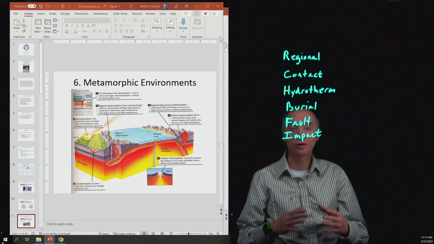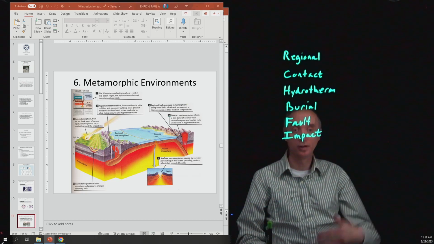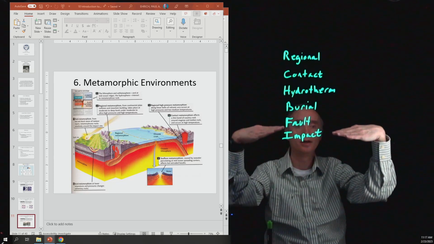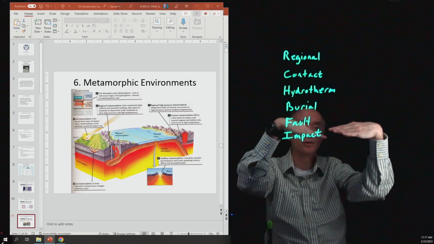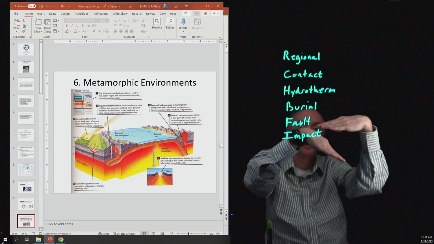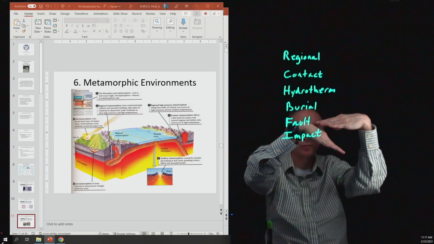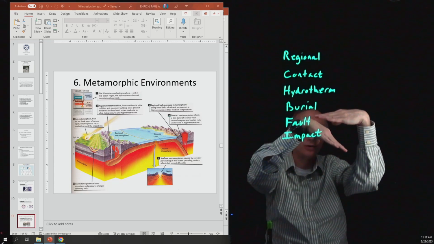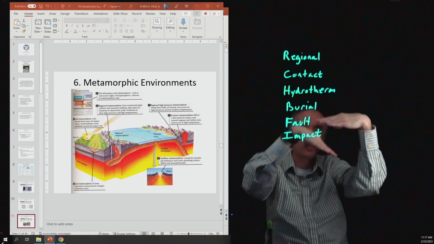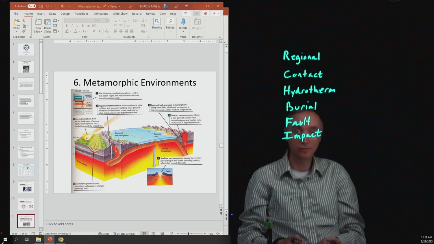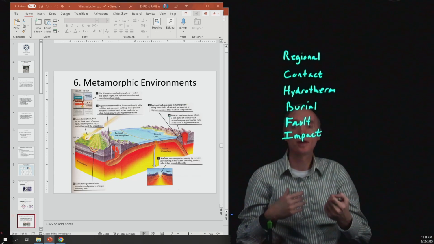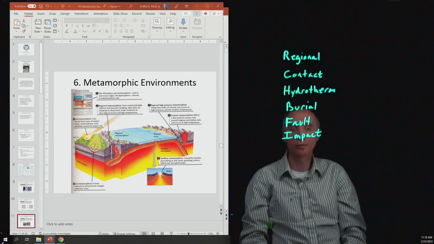So it could occur at a subduction zone where you've got the continent and then another plate is going underneath it. So it would be subjected to pressure. The deeper it goes, it would be subjected to more and more temperature. So that would be a place where you could find metamorphic rocks.